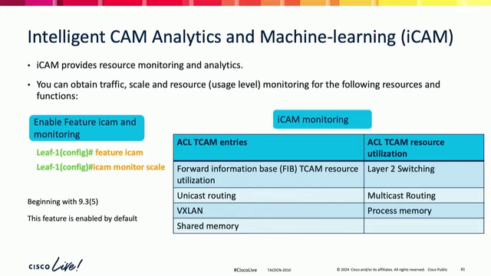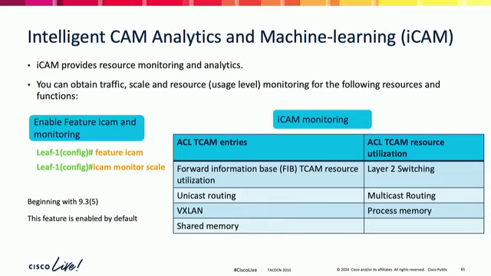iCAM stands for Intelligent CAM, Analytics, and Machine Learning. This tool helps us monitor scale utilization and resource utilization on Nexus 9000 switch. It can monitor resources like layer 2 switching, multicast routing table utilization, IP routing table utilization, forwarding information-based TCAM resources, VXLAN scale utilization. To enable this feature, you say feature iCAM, and to start monitoring, you say iCAM monitor scale.